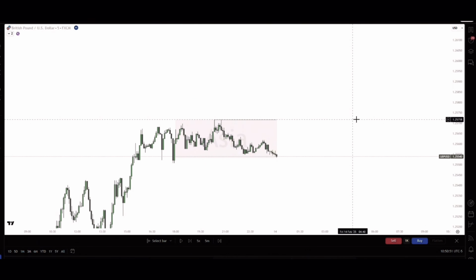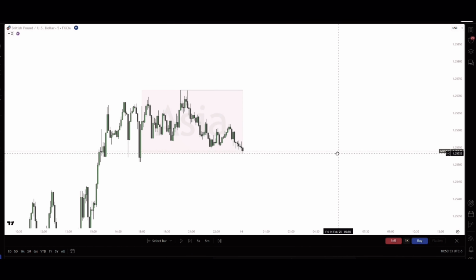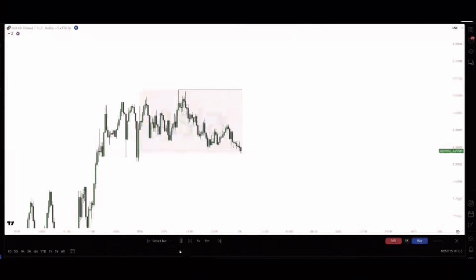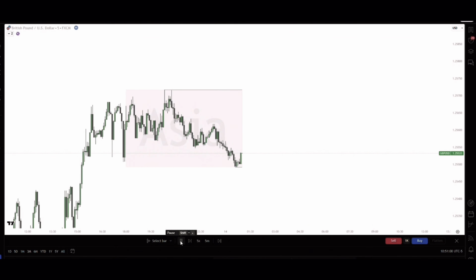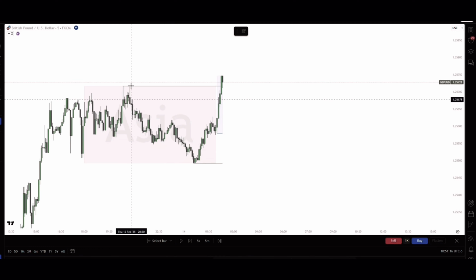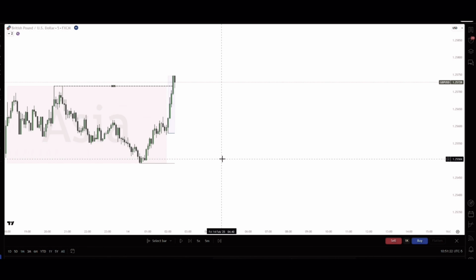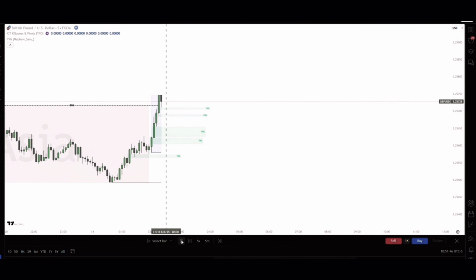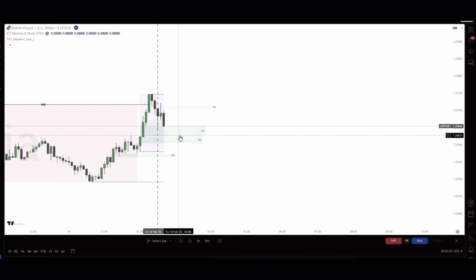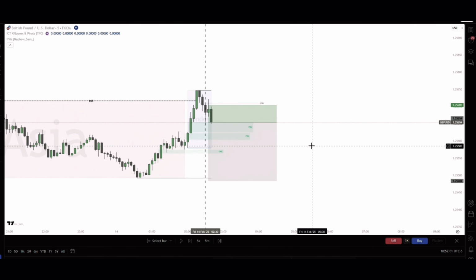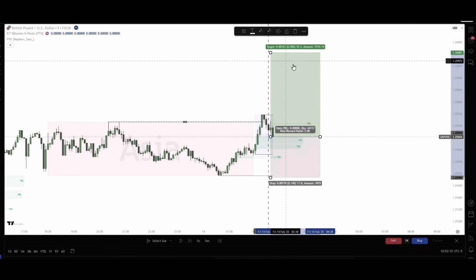This is the Great Britain pound and US dollar pair. Right now the price is inside the Asian range. The London session will start soon. Let's see what happens. As you can see, a break of structure of the Asian high was formed, and now my task is to open a position from the fair value gap. Let's wait until the price fills this imbalance. The price filled this imbalance and now I can open a position. I put stop loss below the swing low and risk reward will be 2.